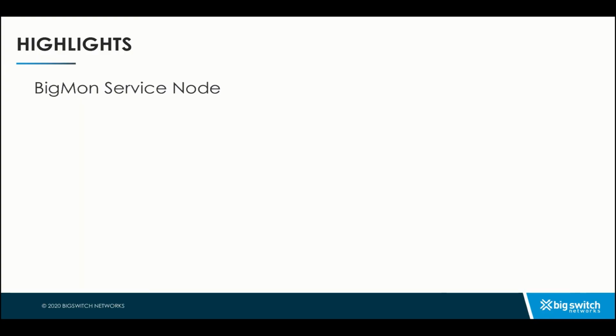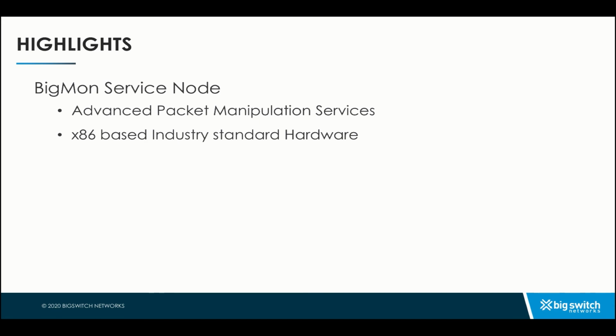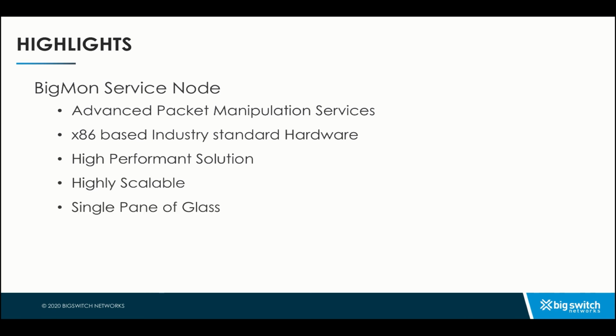To recap, we saw that Big Mon Service Node provides advanced packet manipulation services like IPFIX generation, packet deduplication, and many more which are not available on traditional switching ASIC. By leveraging industry-standard x86 hardware, Big Mon Service Node provides highly performant solution with scale-out architecture. With Zero Touch, Big Mon Service Node is auto-discovered and managed by Big Mon Controller, providing single pane of glass management. This concludes the video demo.